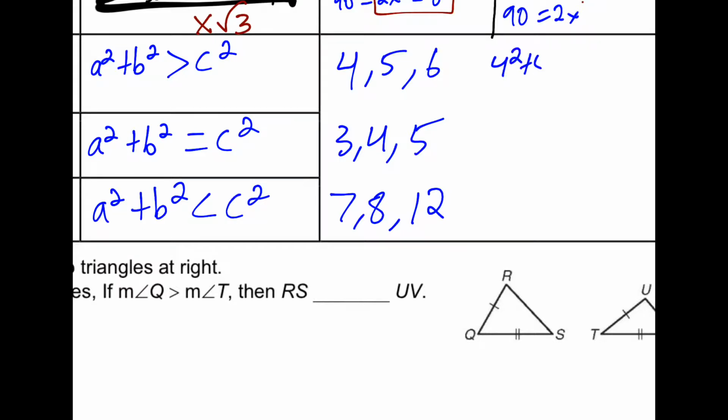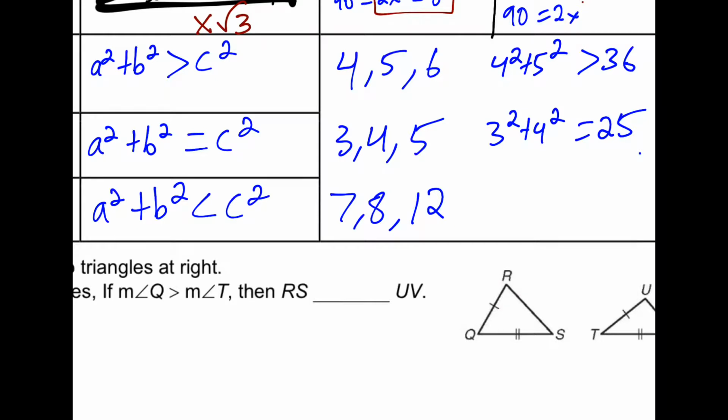If I took 4 squared plus 5 squared, that's 16 plus 25, which is 41, which is bigger than 6 squared, 36. Therefore, we're looking at an acute triangle. If I took 3 squared plus 4 squared, it turns out it's the exact same thing as 25, 5 squared.